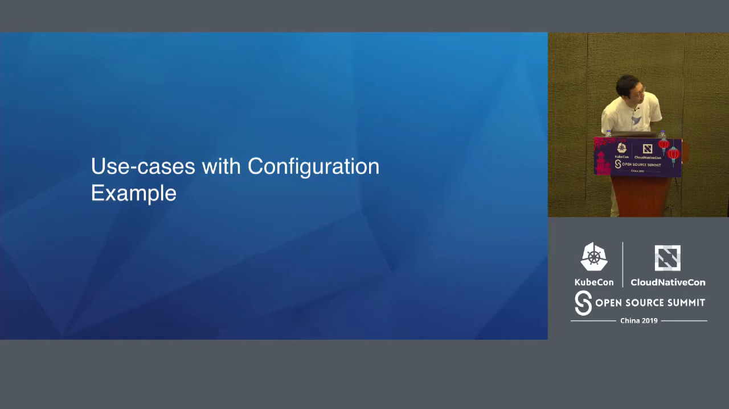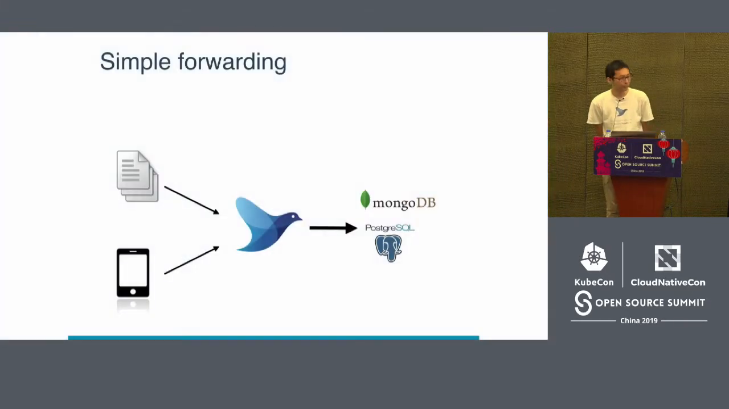Okay, and the next is use cases with the configuration. I will show the use cases and the actual configuration for how Fluentd is used. This is a very simple forwarding configuration use case. It collects data from local files, receives data from the application, and sends data to MongoDB.